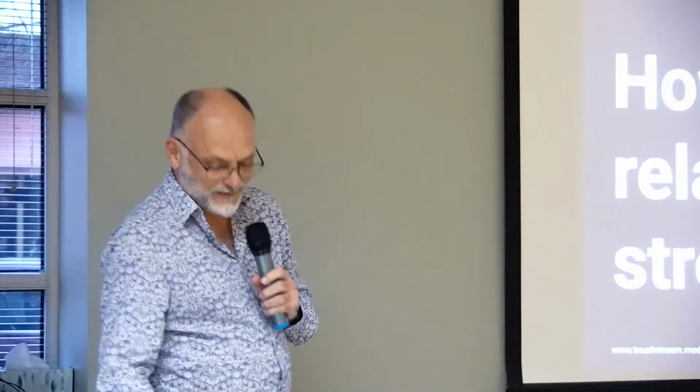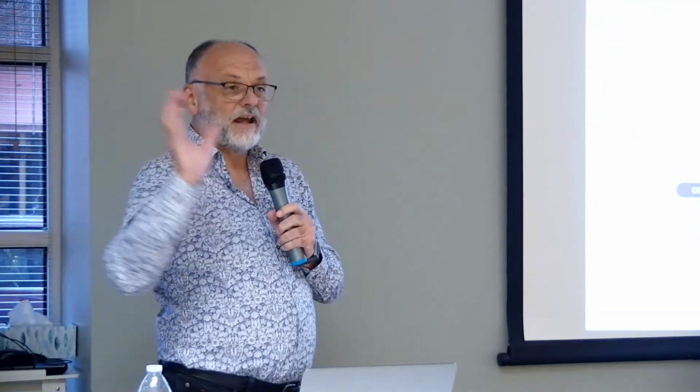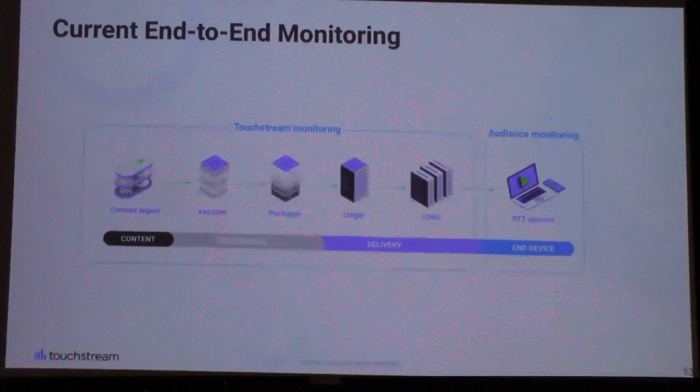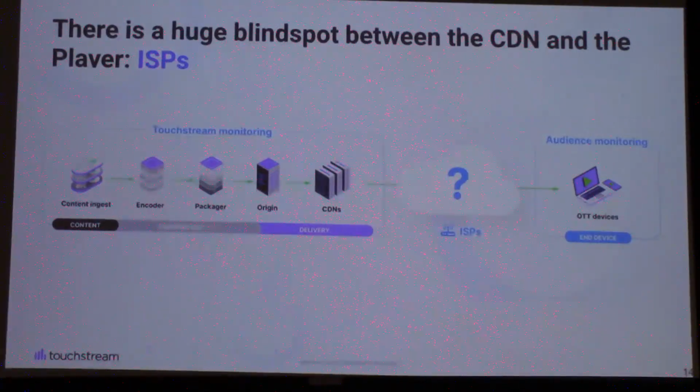How does this relate to streaming? In the current world, we do end-to-end monitoring. For anyone who doesn't know anything about Touchstream, the current state of end-to-end monitoring is that we've got pretty much all the steps in the workflow covered: the content acquisition, the encode, the package, the origin, CDN, and the audience tools, all monitoring those points. But there's a gap, a big blind spot between the CDN and the player, the ISPs. And we don't know what's going on there. Someone recently referred to it as the dark side of the moon. So the question is, how do we connect those dots and do something meaningful in that space?